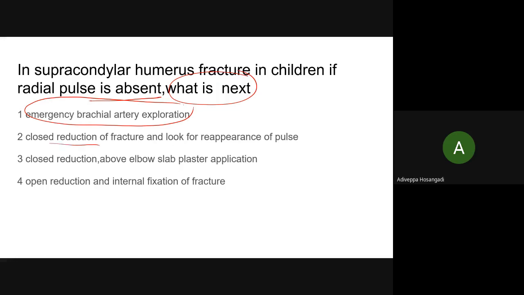You remember that completely displaced supracondylar fracture? So you try and reduce the fracture. Look for the appearance of the pulse. If you get the pulse, that is a great relief. You don't have to call a vascular surgeon or plan anything further. Try to reduce the fracture, look for the pulse. If it appears, great, half the job is done. Limb is not at risk any further. Then you can plan for a definitive management.